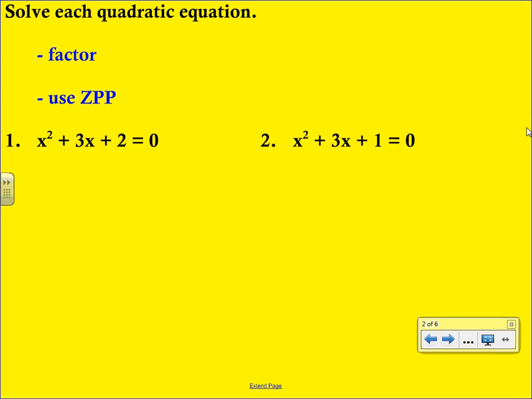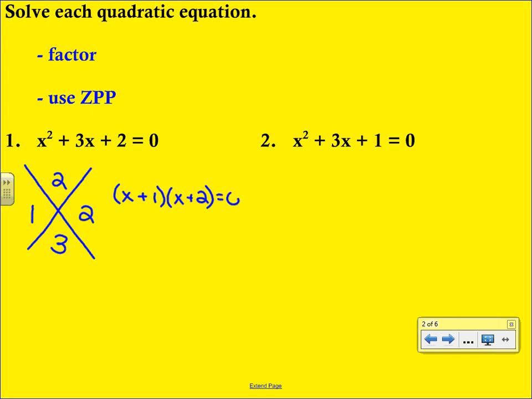You'll notice that both of these are set up in standard form, and in number 1, we notice that in front of the x squared we have a 1. This sets us up for the x method. So we make our x, and we put the 2 on top and the 3 on the bottom, and then we look for factors of 2 that add to 3. And this one's pretty easy because there is only one set of factors for 2, which gives us our solution of x plus 1 times x plus 2 equals 0.